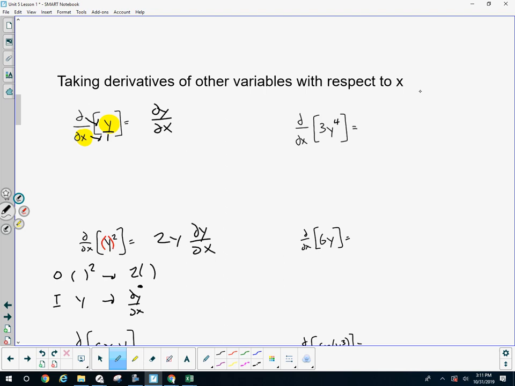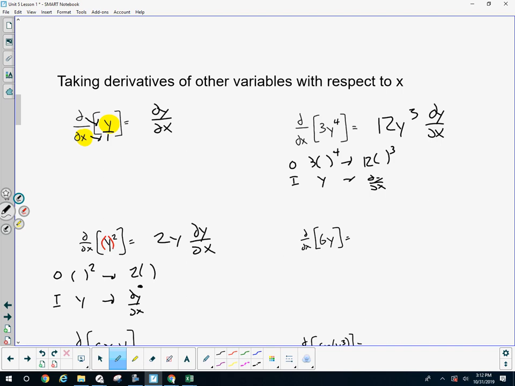Now, the derivative of 3y to the fourth is very, very close to being 12y cubed times dy dx. You are exactly right. It's going to be what we think it's going to be times this dy dx. Are we cool with that? And again, the reasoning why is to think about this like a chain, 3 stuff to the fourth, and then y. And to remember that the derivative of y is dy dx if you're taking it with respect to x.